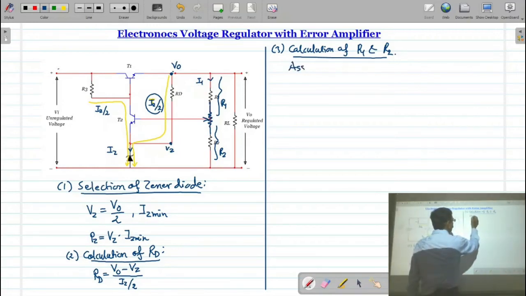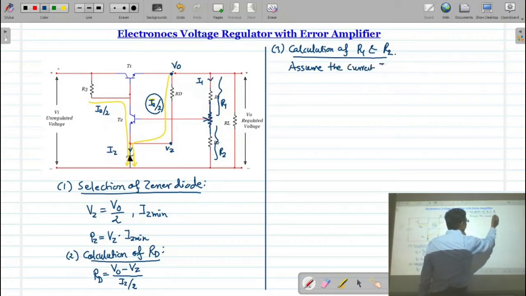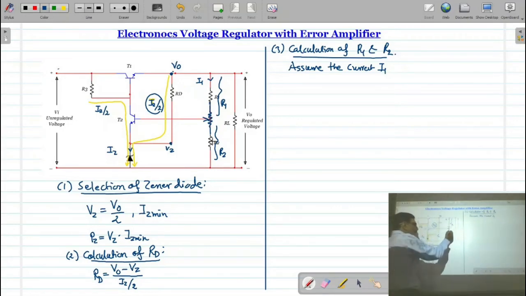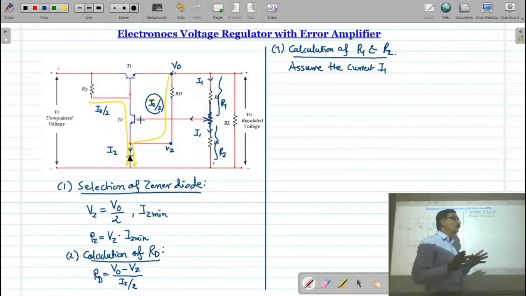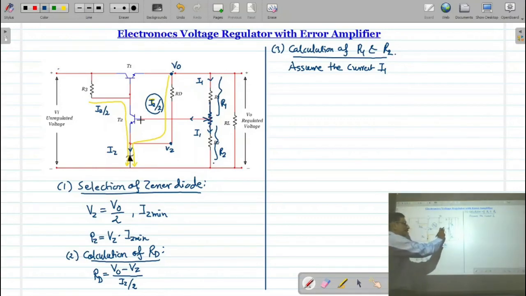Assume this current I1. Correct? Now resistance R1 and R2 are in series, and through this series connection, current I1 is passing. No doubt there will be some flow of current in the base of the transistor, but this current will be very, very small, on the order of a few microampere, so you can neglect it. So we assume that the current I1 is passing through the resistance R1 as well as through R2.